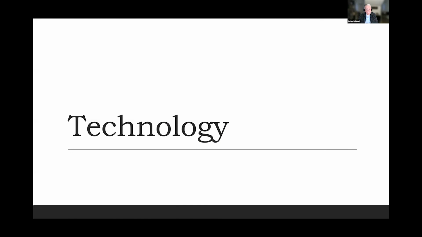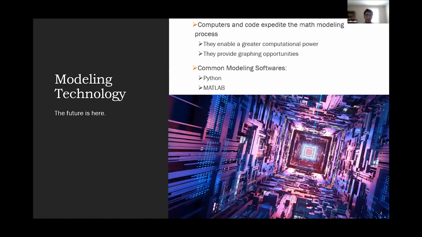Yep. And our final remarks are just about technology and math modeling. Math modeling is an ever-growing field, and the future is here. It's about using computers and code to expedite the math modeling process. Common modeling software includes Python and MATLAB, which enable greater computational power, provide graphing opportunities, and a lot more freedom with how we develop our math models and how accurate they can get. That's another facet of math modeling that's growing and is important to explore, beginning even from the high school stage.